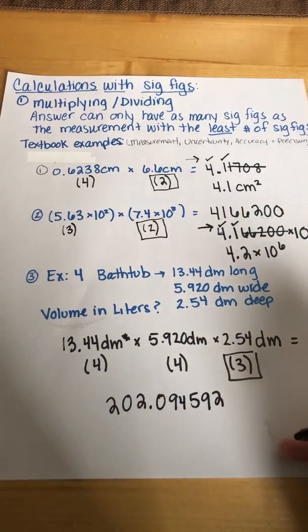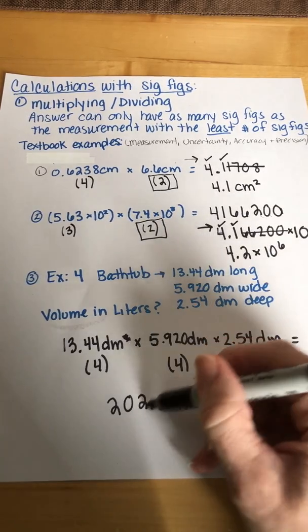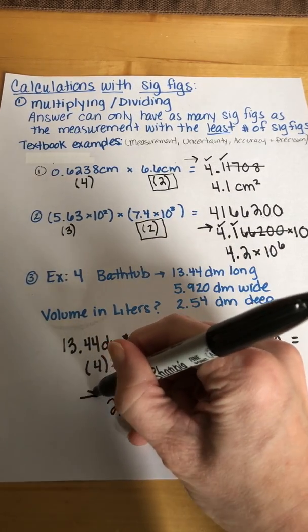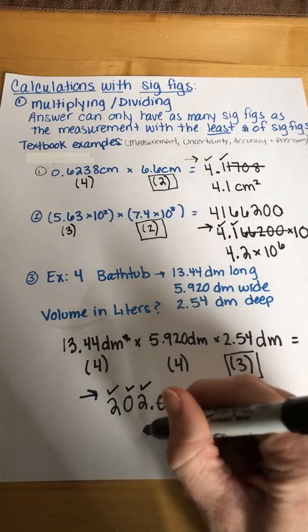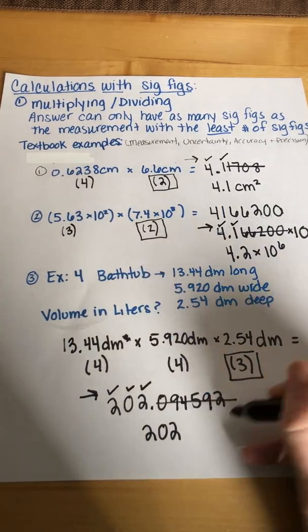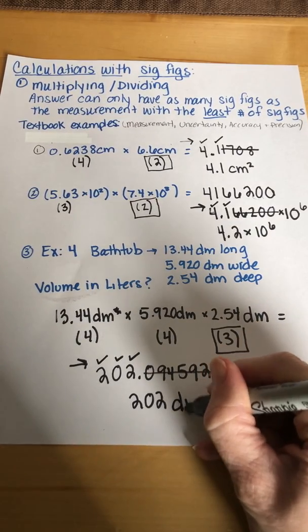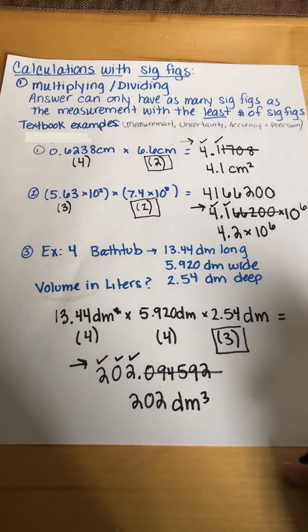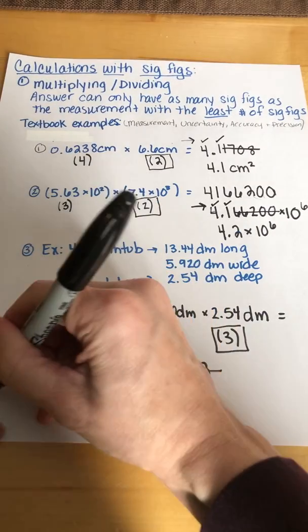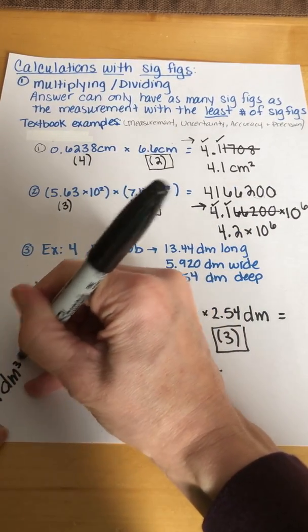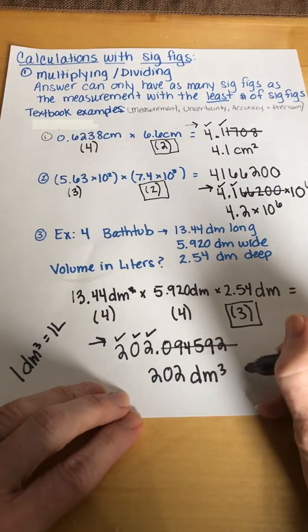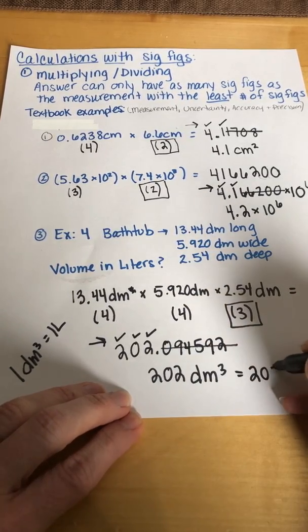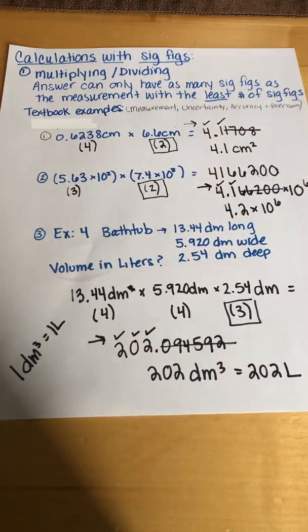And we need to figure out, again, how to do that to 3 sig figs. A decimal point is present. I'm going to start counting from the Pacific side. 1, 2, 3. This all gets dropped off. So 202 cubic decimeters. One of the conversion factors you should know is that a decimeter cubed is equal to a liter. So if you have 202 decimeters cubed, that's the same thing as 202 liters. Okay, so that's that one.